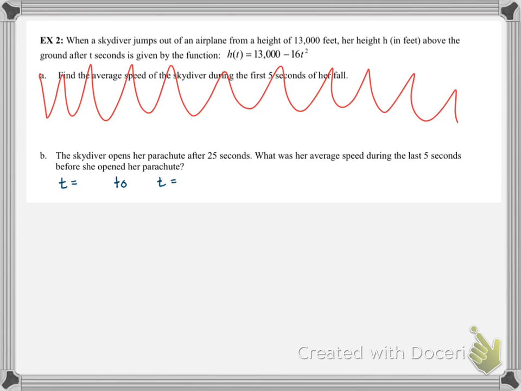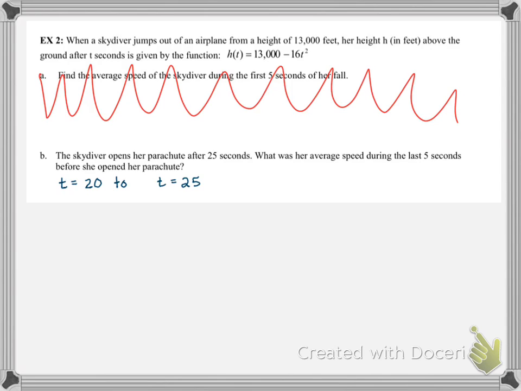So if my time period is the last 5 seconds before she opened the chute, what ends that time period? When she opens the chute. So what time is that? 20? When she opens it? 25, right? And then we want to start 5 seconds before that, which is what? 20, good. So we're finding the average rate of change between t equals 20 and t equals 25.